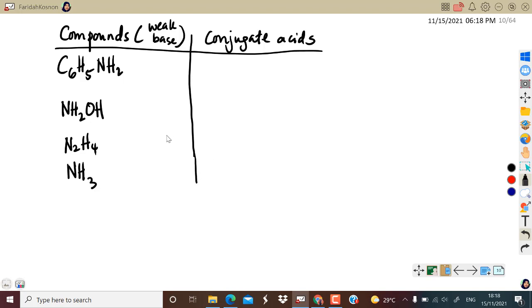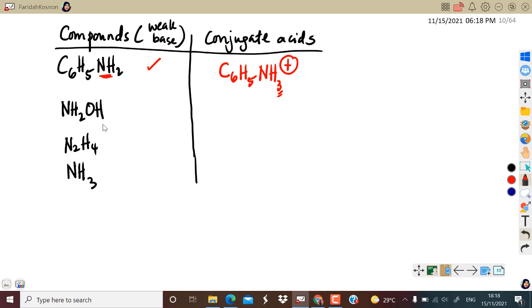Okay, jadi according to Bronsted-Lowry, weak base ataupun base, it can accept a proton from other substance. Jadi selepas compound yang pertama ini accept proton, proton tu dia nak tambah kat mana? H plus tu nak tambah kat mana? Dia akan bind dengan nitrogen kat sini. So it will form a conjugate acid. So what is the structure of the conjugate acid? C6H5NH3 plus. So nampak bilangan proton makin bertambah and the charge become more positive.